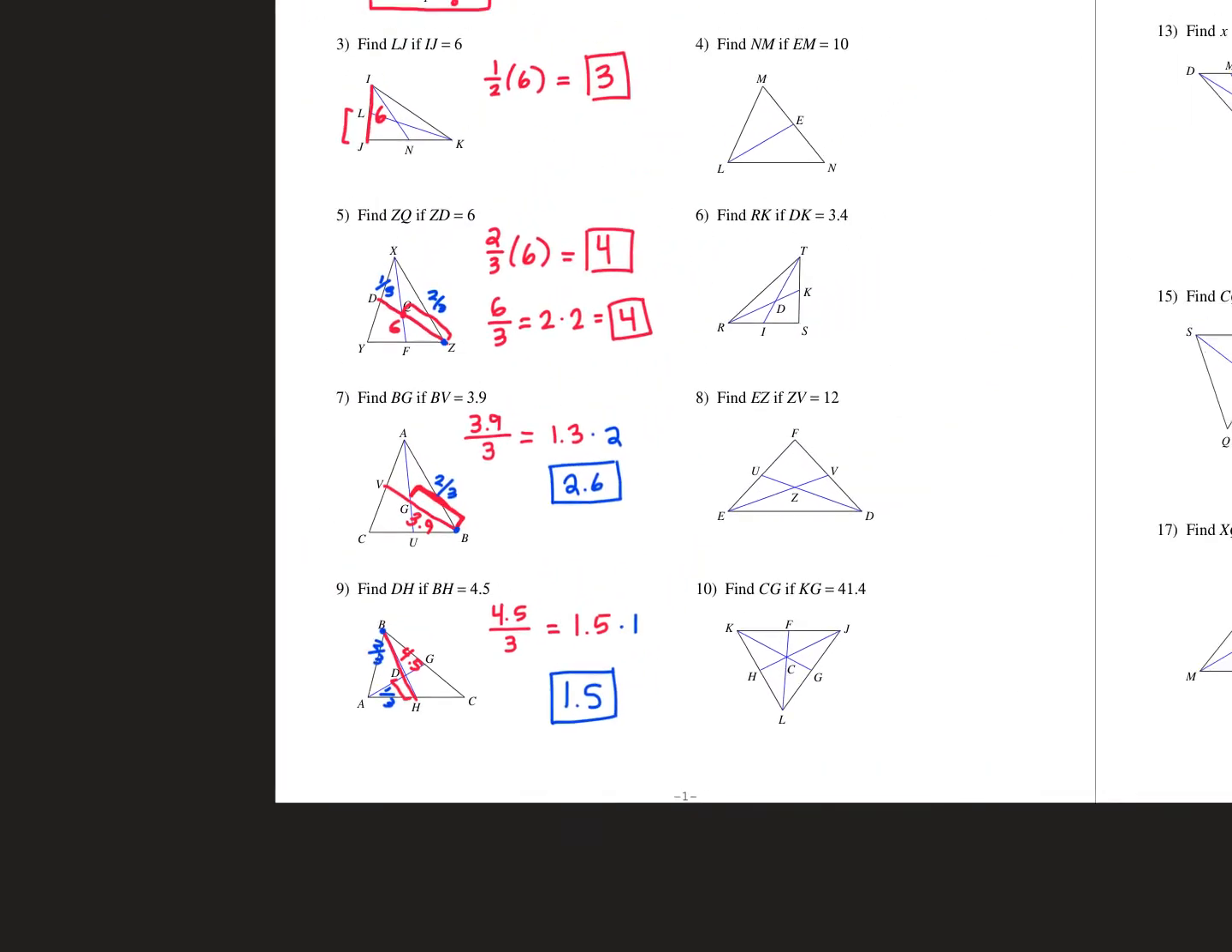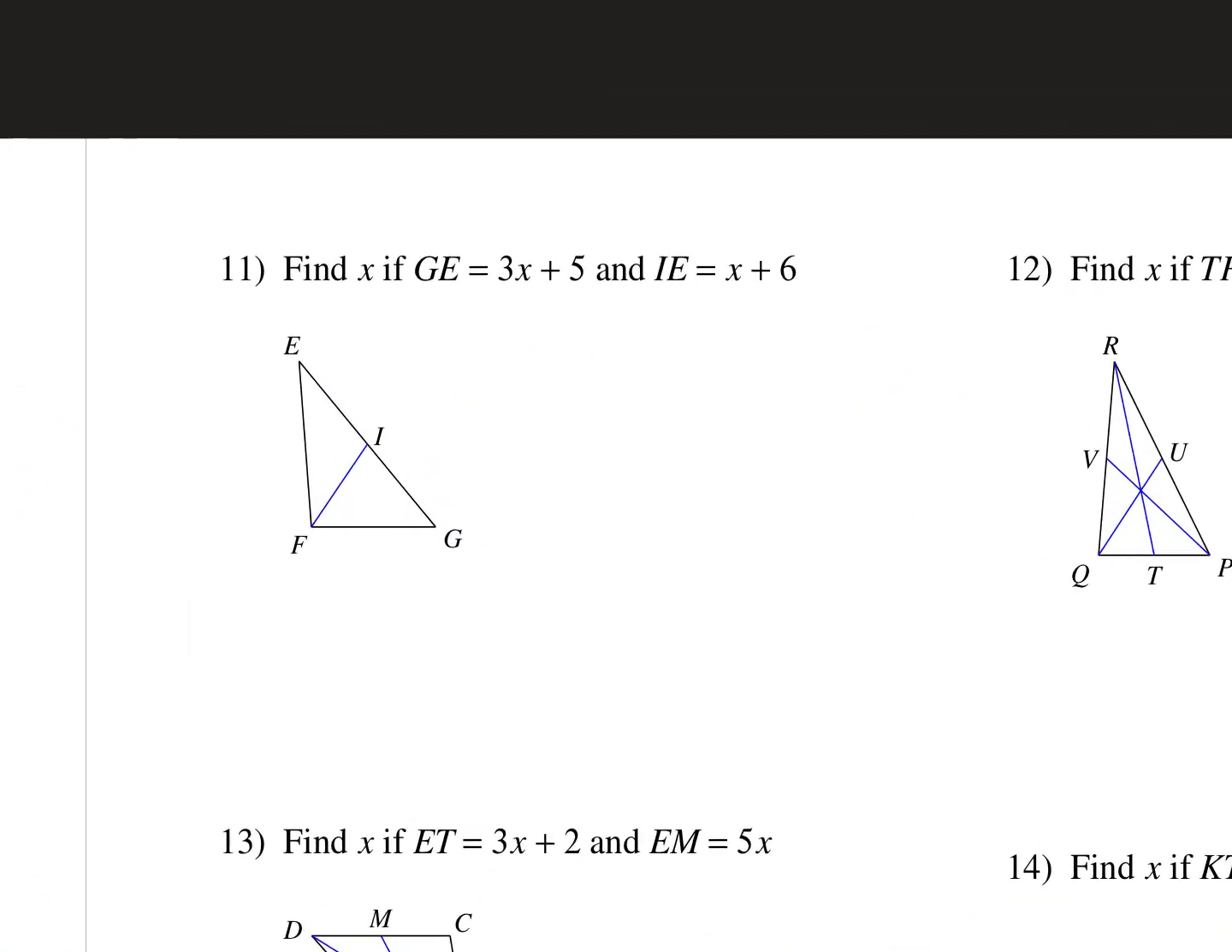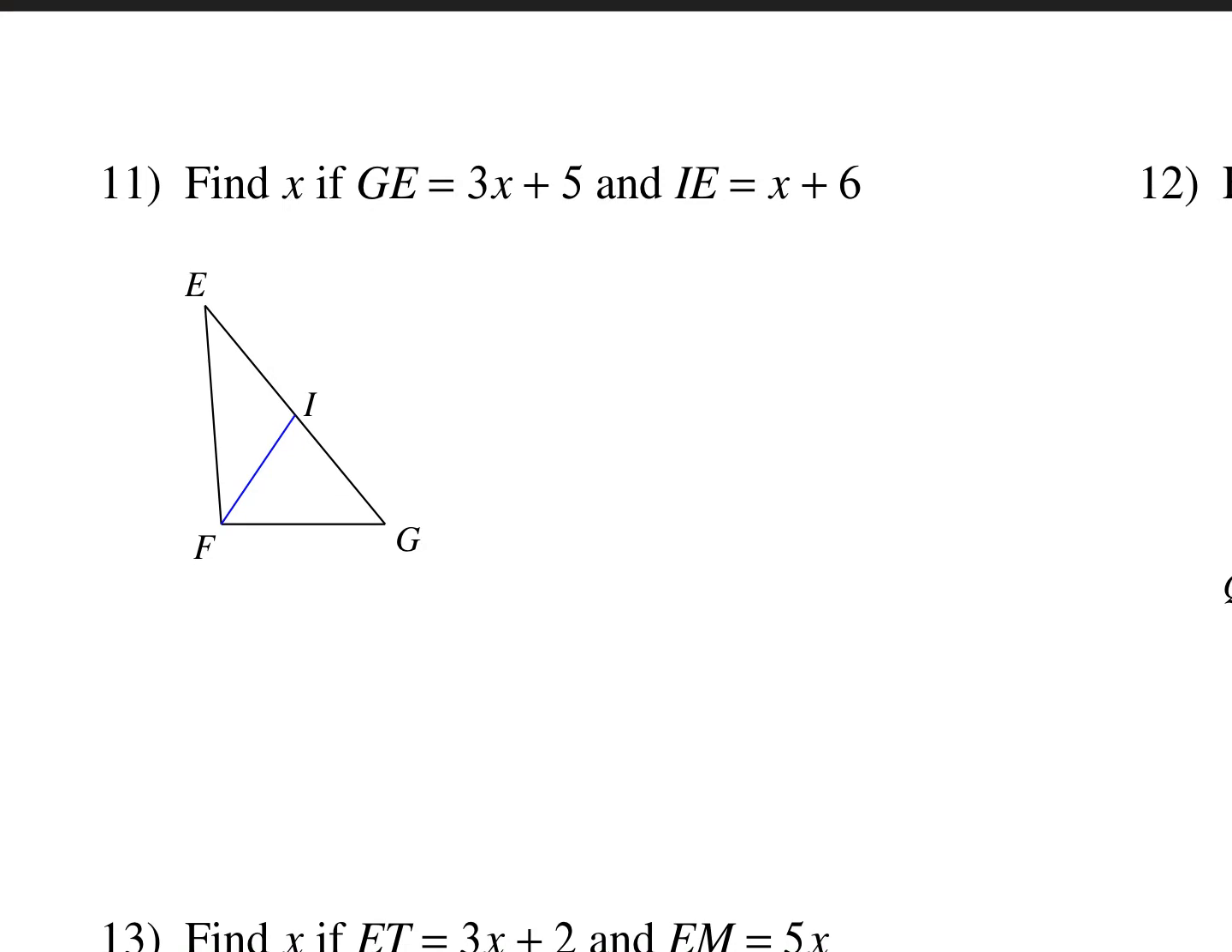So the front part of the worksheet is pretty simple because it deals with numbers. Once you get to the back, we're going to be solving for x, which is going to take a little bit more algebra on our part. But the same rules still apply. Medians go from midpoint to vertex, which means that sides will be cut in half, and medians will be split into 3 parts. So on this one, it says, find x if GE is 3x plus 5.